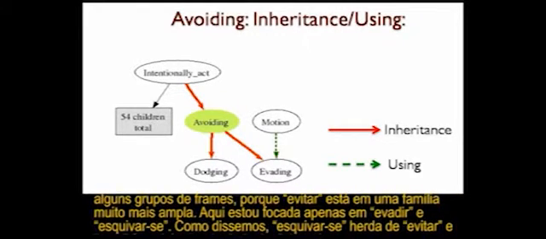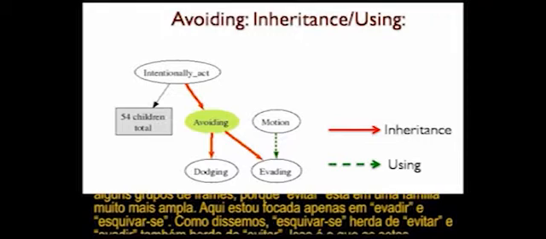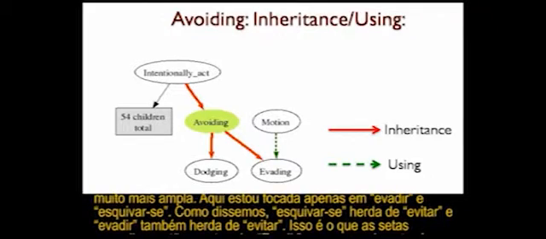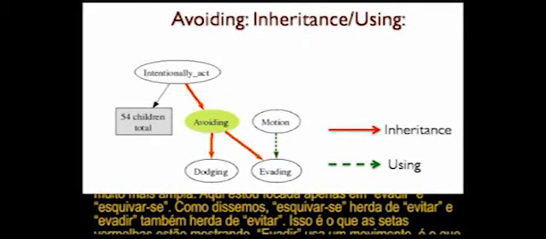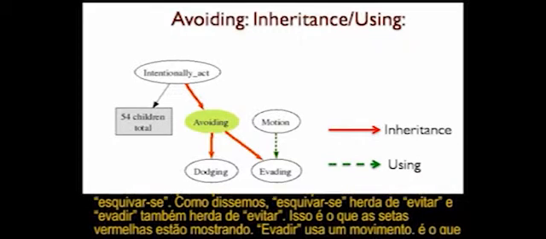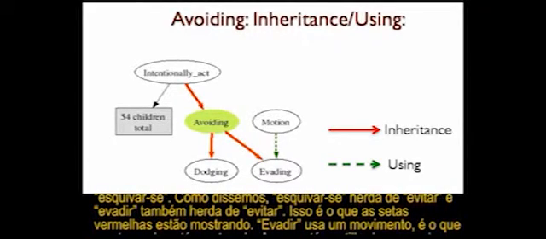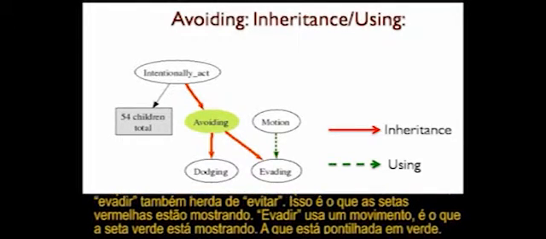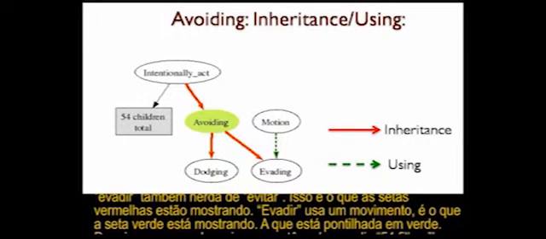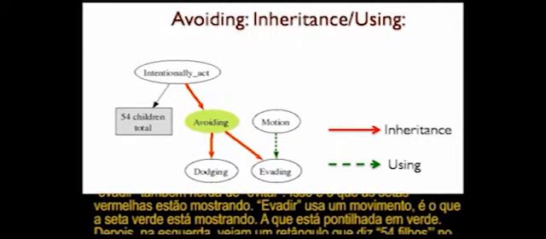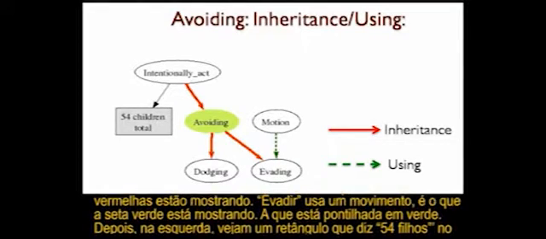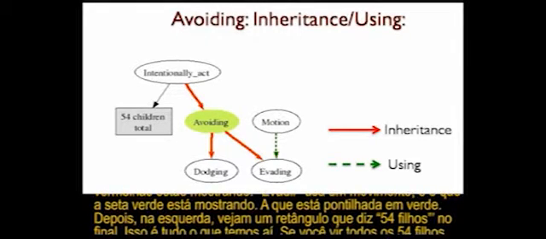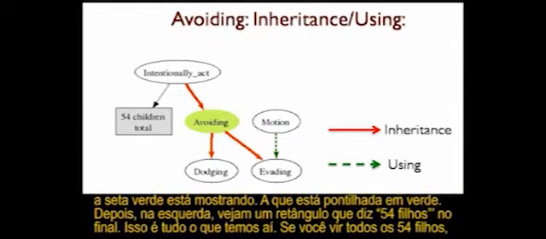As we said, dodging inherits from avoiding. Evading also inherits from avoiding. That's what the red arrow shows. Evading uses motion. That's what the green arrow shows, the green dashed arrow. Over on the left, you see a rectangular box that says 54 children total. That's all you want to have there.